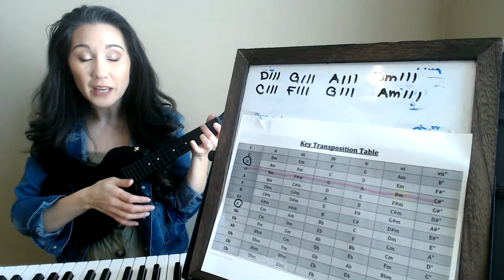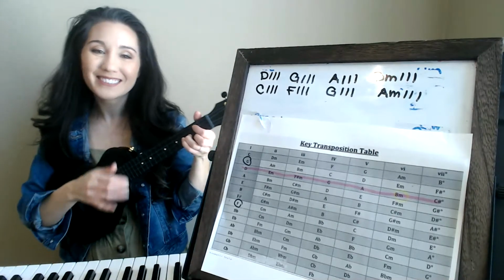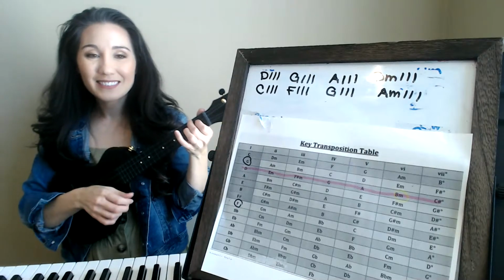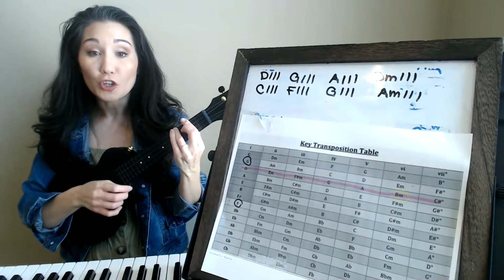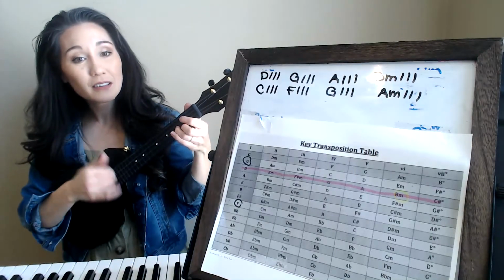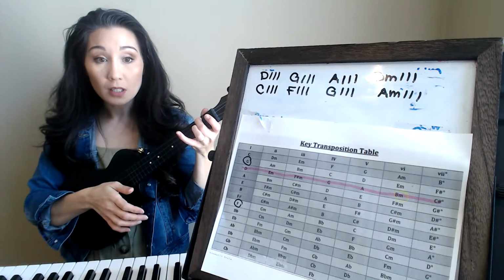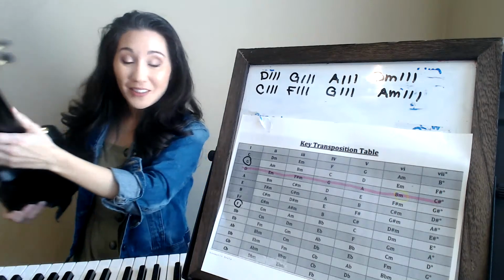Okay, so this is the original key: D, G, A, B minor. New key: C, F, G, A minor. So that is an option.